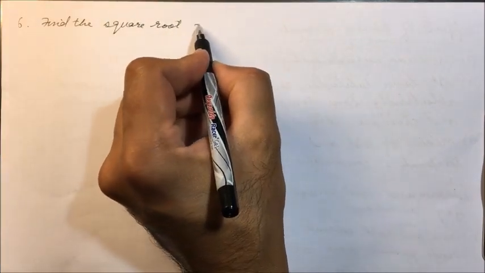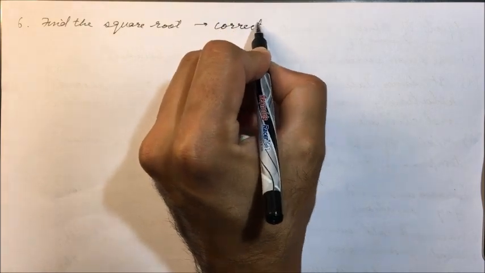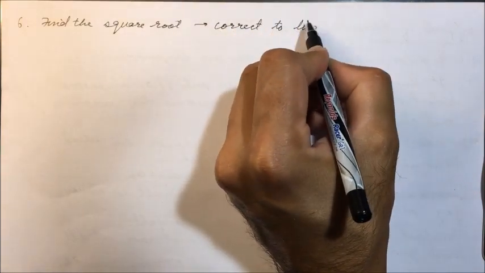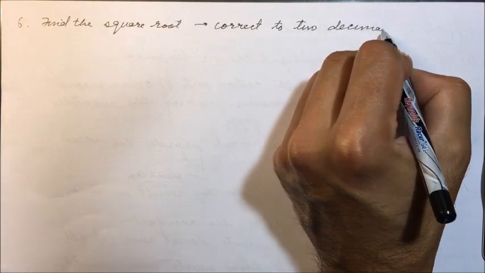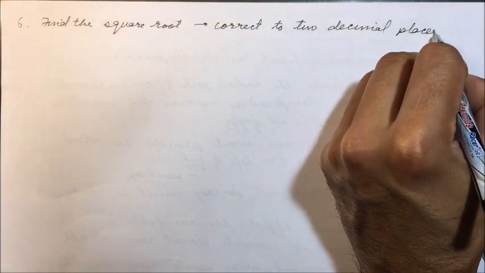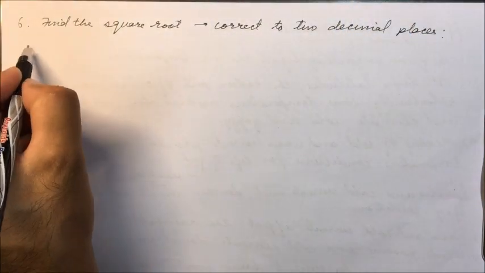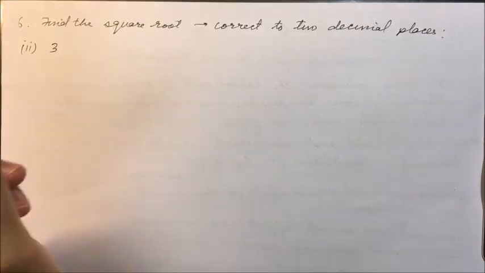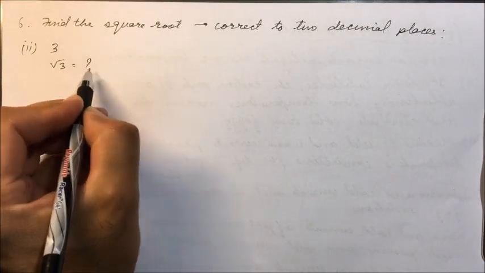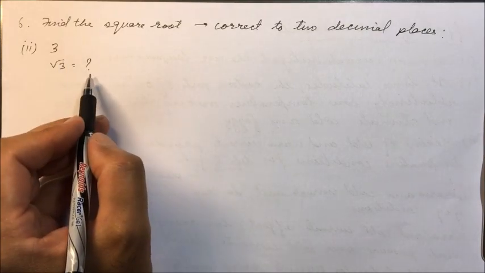Now sixth question. Find the square root of each of the following and correct to 2 decimal places. So here, for example, I will be taking second one. We have to find the square root of 3. We have to calculate root of 3, how much it is. So we'll go with division method here.